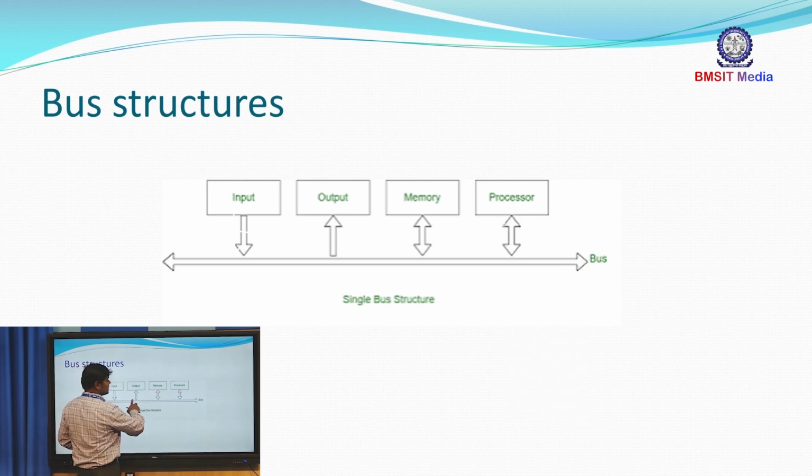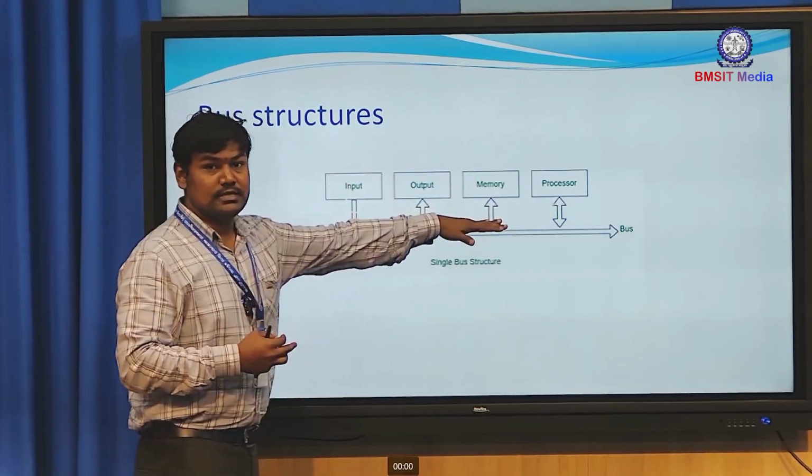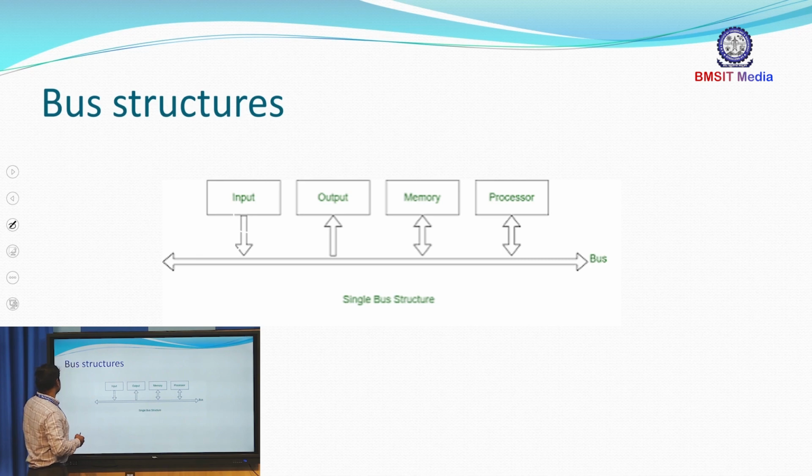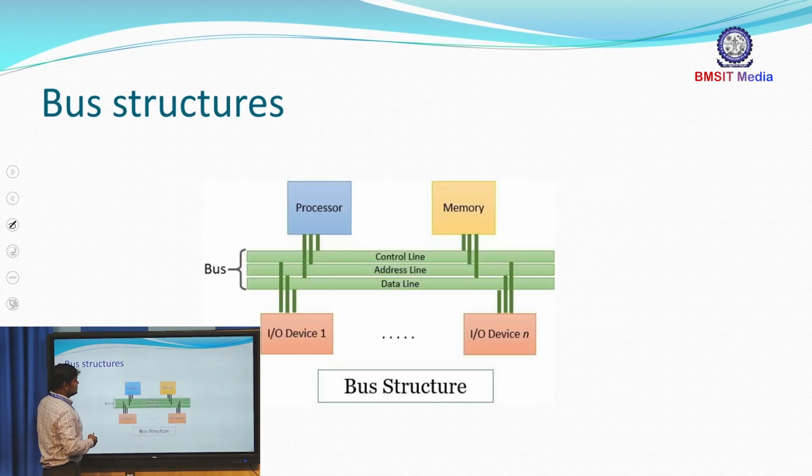In the single bus, which is a collection of wires, three signals will pass: data signals, address signals and control signals. All of these are connected to this single bus. Next, this is the main bus structure. Here we can show the control lines, address lines and data lines, connected with the processor and memory. We are also connecting input output devices, up to n number of devices. So we can represent the overall bus structure.